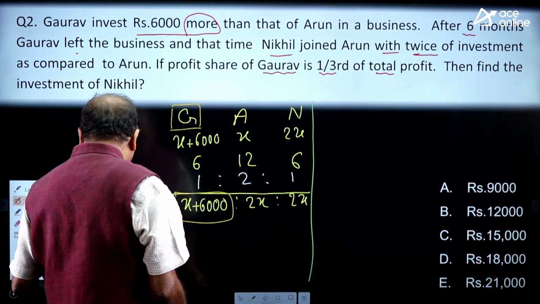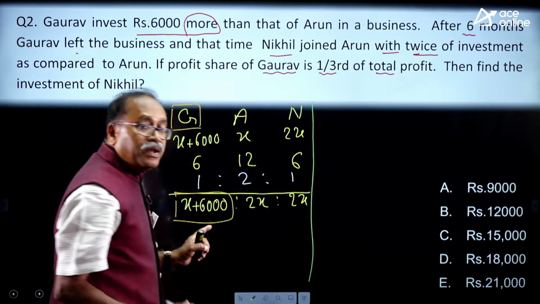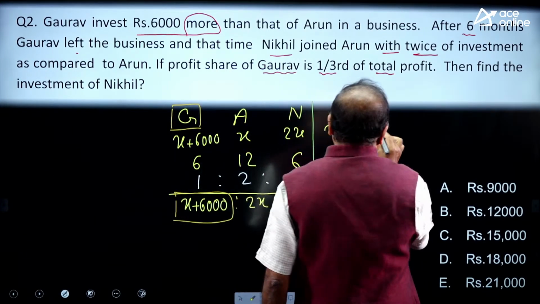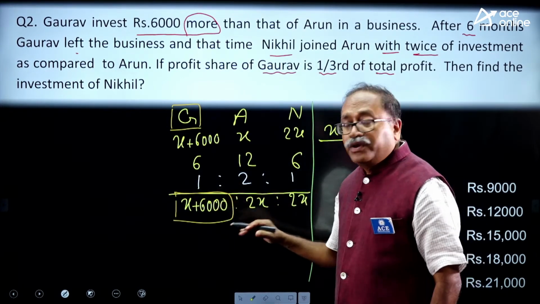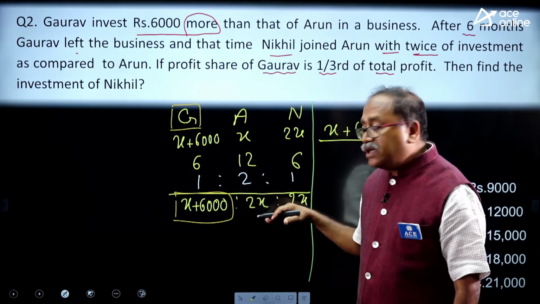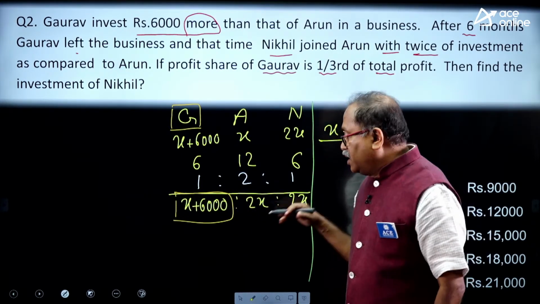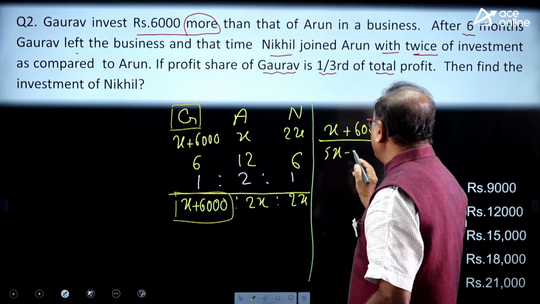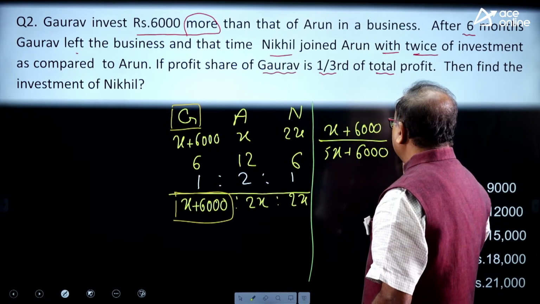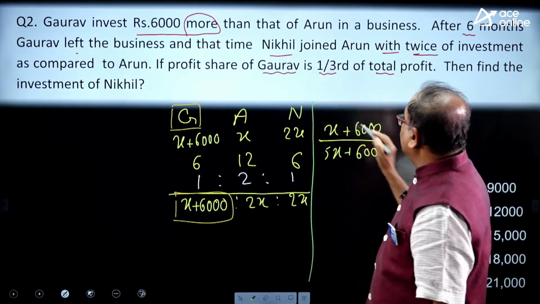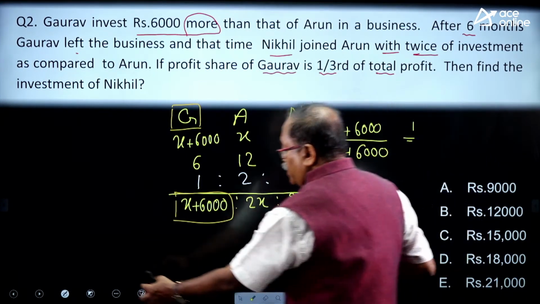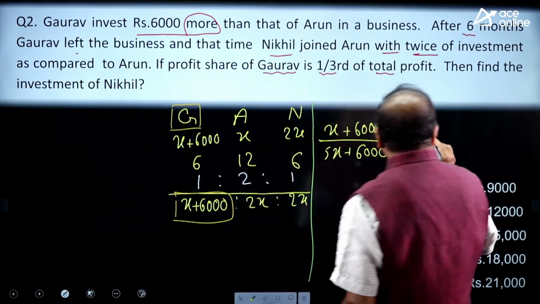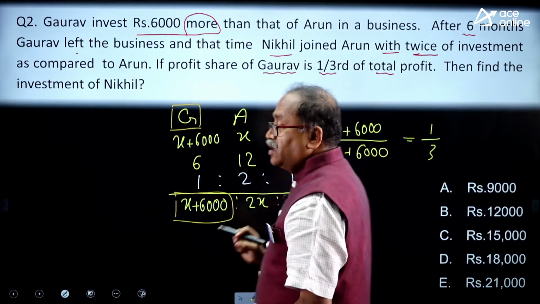that is Gaurav, X plus 6,000, by the total profit. And the total profit is 2X plus 2X plus X plus 6,000. That means the total I am getting is 5X plus 6,000. So this is Gaurav by total, and 1/3 is given to us. So this is equal to 1/3. From here onwards, I am sure you will be able to find the X value.